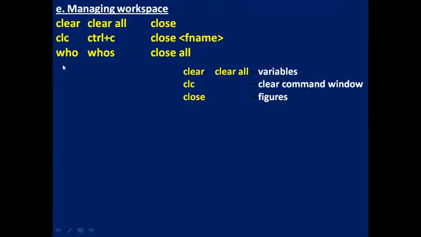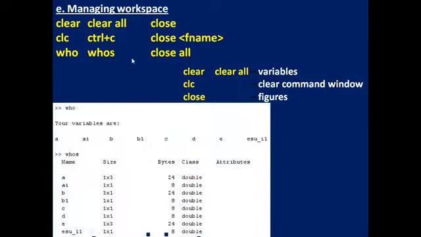And now the meaning of who. Using who, you can find out what are all the variables you have created in your workspace. Simply if you type who in the command area, you will get the variables that I have created so far. And then if you give whos, it will tell you the size, the bytes, and what type of class.